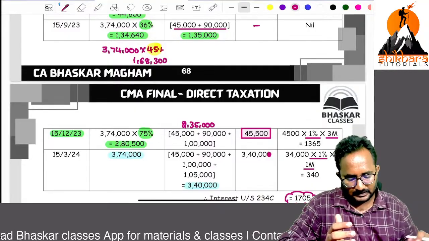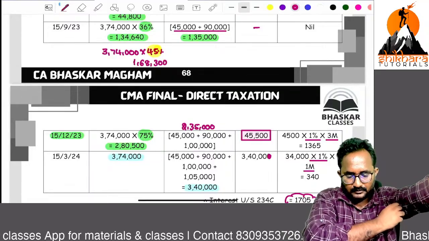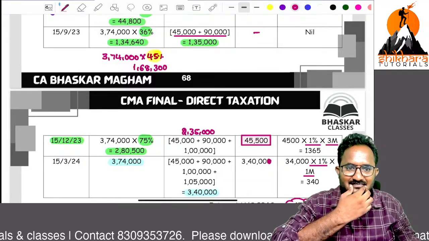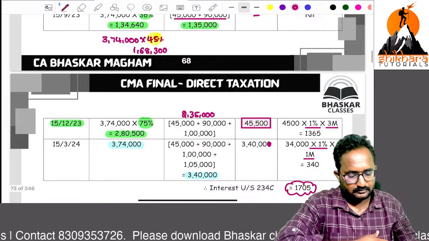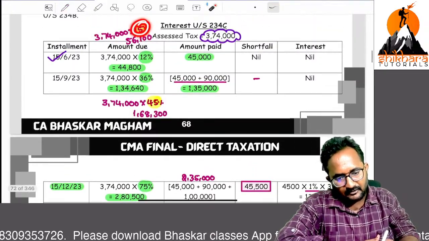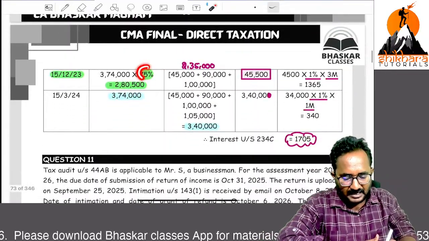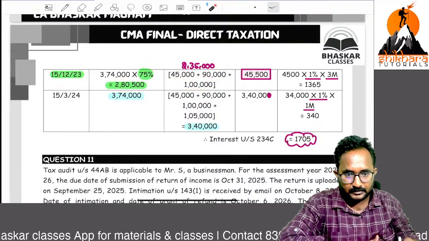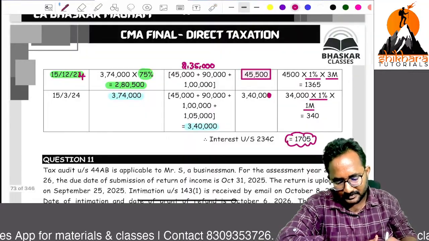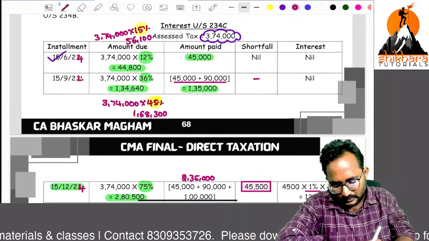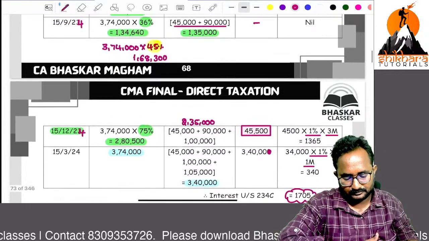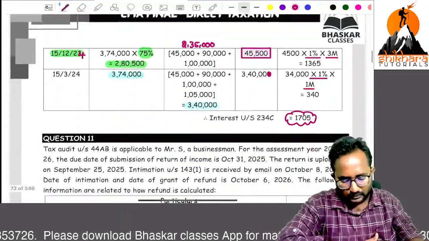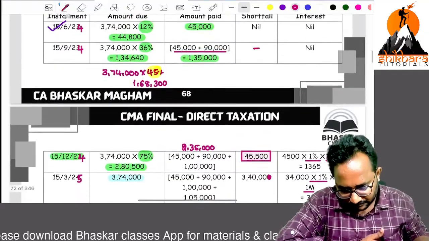What is the third step? Third installment or third step? For the first two installments only, we have a relaxation point. Next, on the 75% you are going to clear, but you paid cumulatively up to this date 2,35,000 only. That is the shortfall amount. It is a normal mistake. Clear?